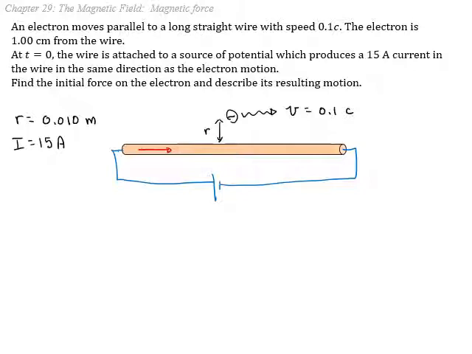Well, I'm going to need to use my equation for magnetic force, FB equals QV cross B. The Q and V parts are pretty easy. What about the B? Well, what makes the B?